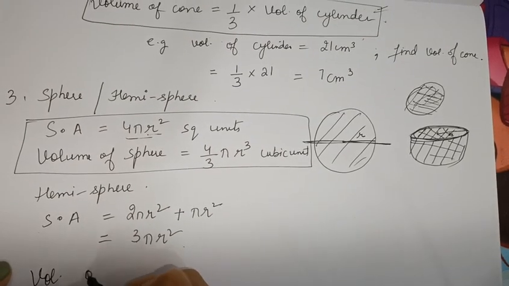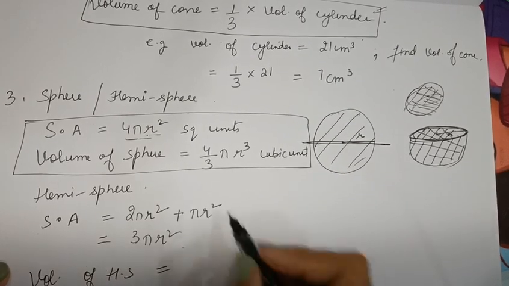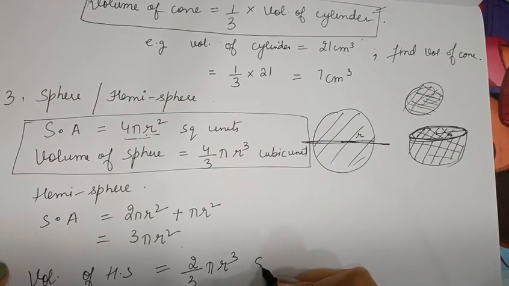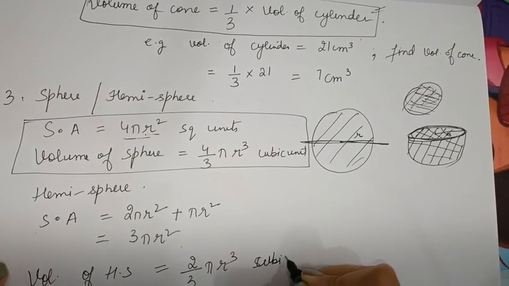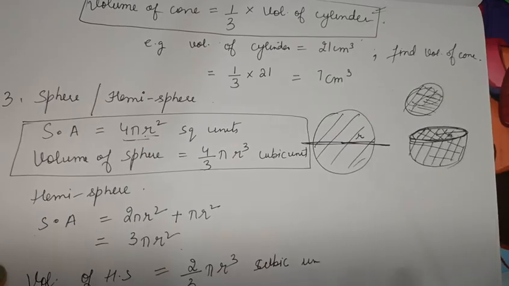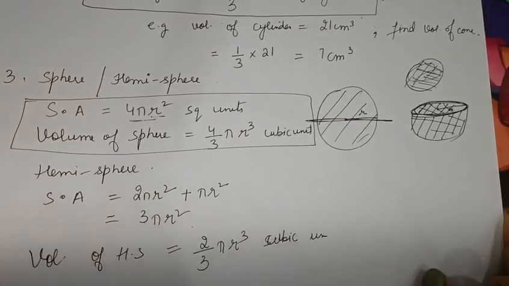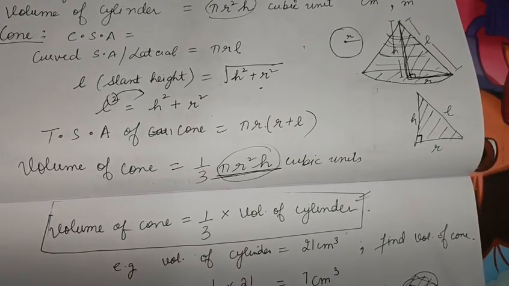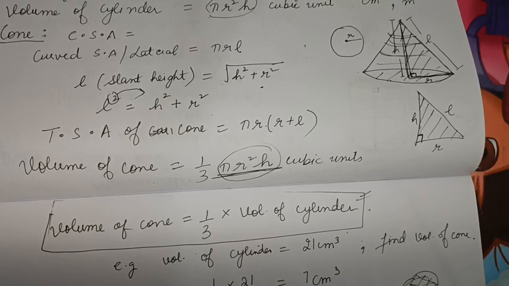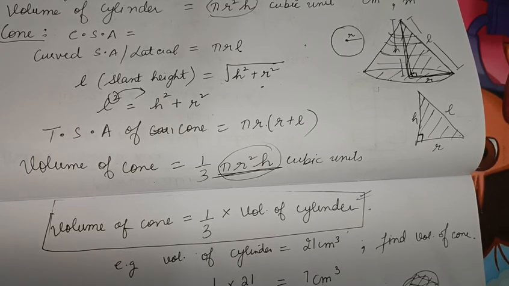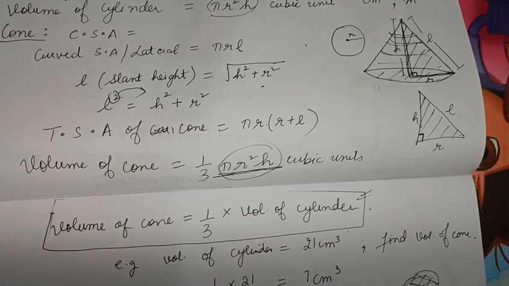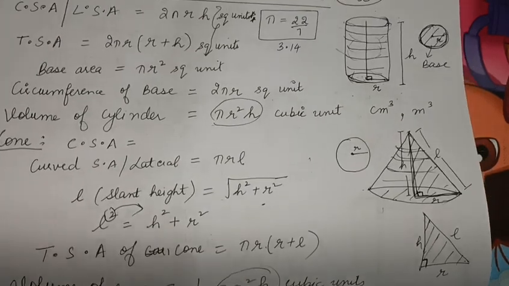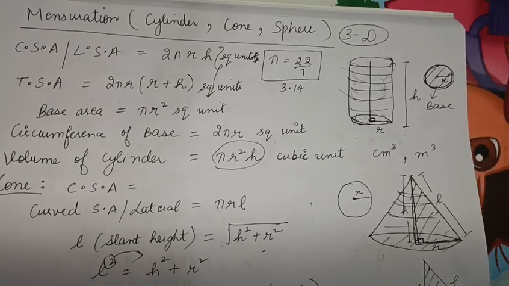Volume of hemisphere is equal to half of this, which is equal to 2 by 3 pi r cube. Cubic units. So these are all formulas, and in questions somewhere we have to use hollow cylinders, hollow cone or hollow sphere, and solid cylinder, solid cone, and solid spheres. So these things I will discuss while doing the questions. As of now, you just have to remember these formulas.